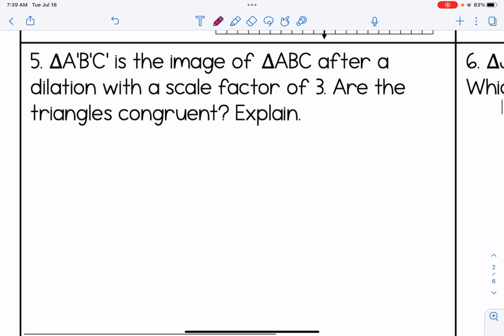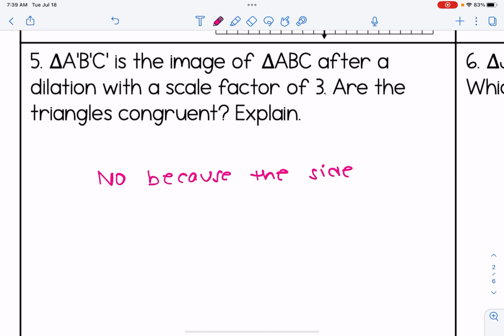Number 5, triangle A prime, B prime, C prime is the image of triangle ABC after dilation with a scale factor of 3. Are the triangles congruent? Explain. So they are definitely not congruent, so I'm going to start off by saying no, because the side lengths were multiplied by 3.